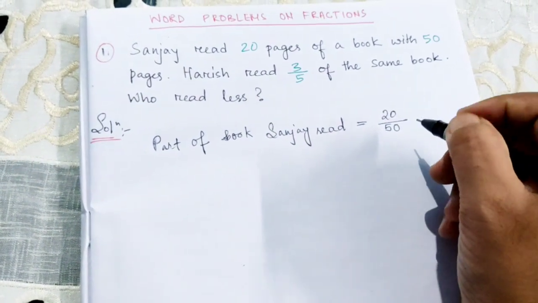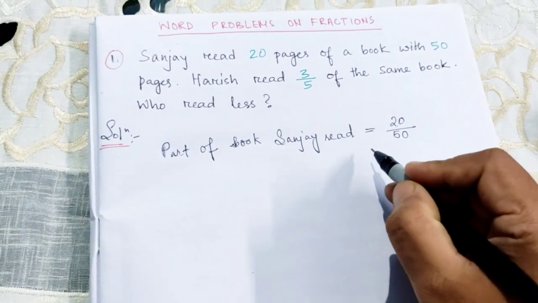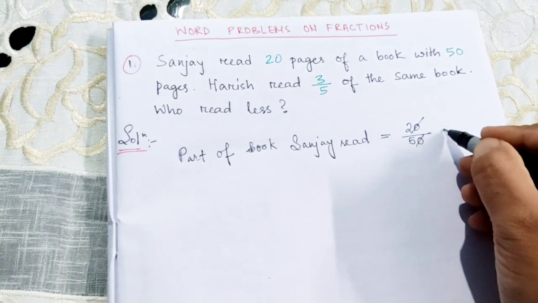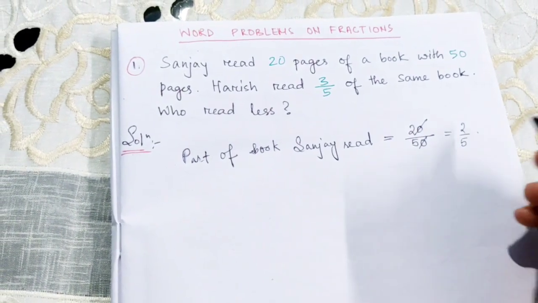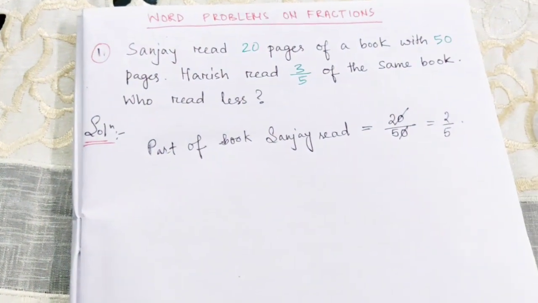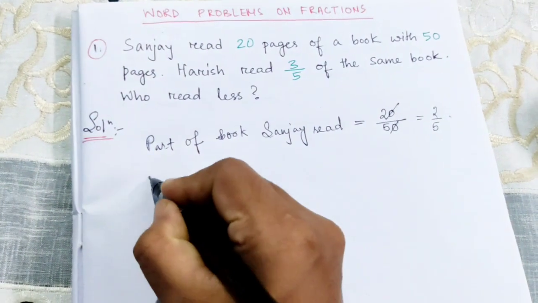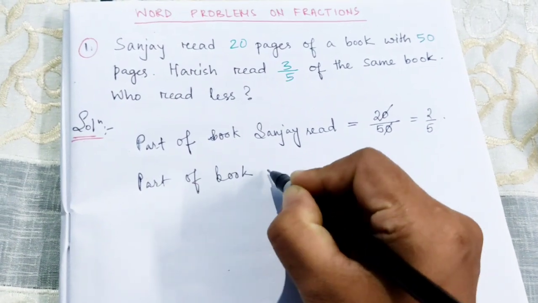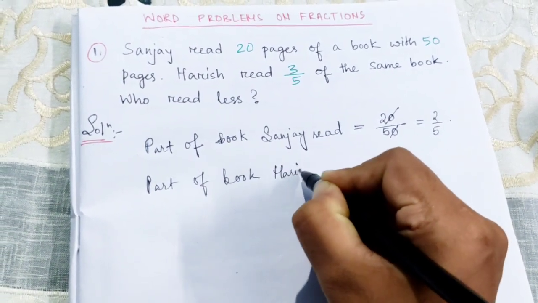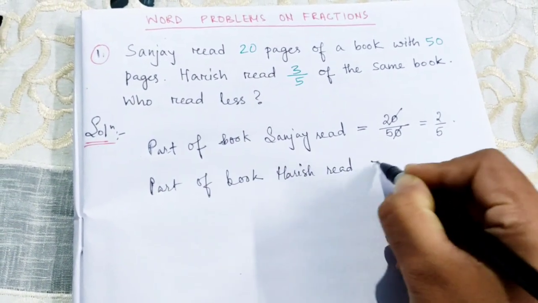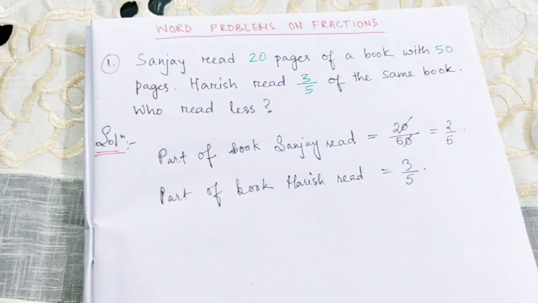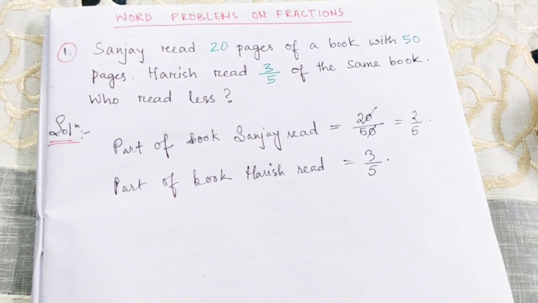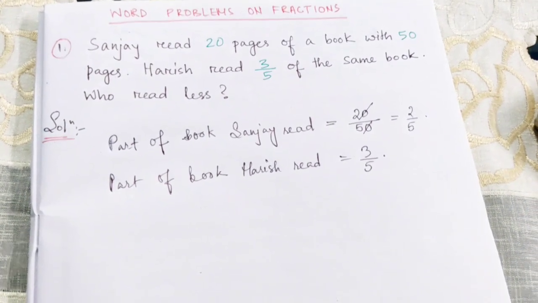So this will be the part of the book that Sanjay read. So it will be 2 by 5. That means 2/5 of the book is read by Sanjay. And the part of the book Harish read is 3 by 5. So as you can see, Sanjay read 2 by 5 and Harish read 3 by 5.